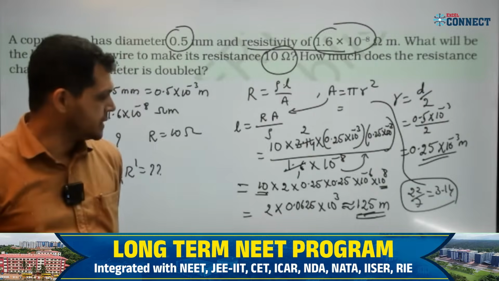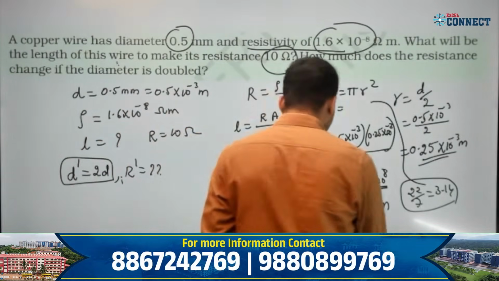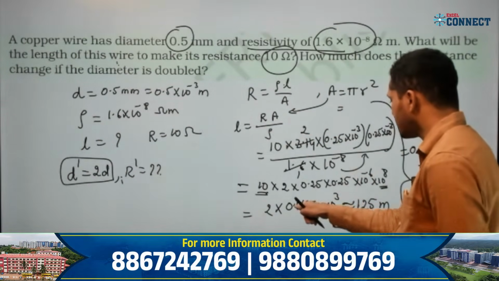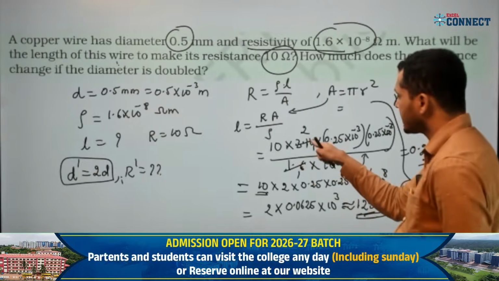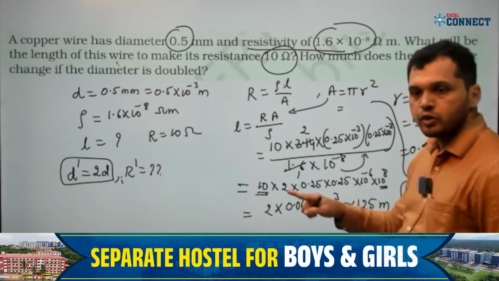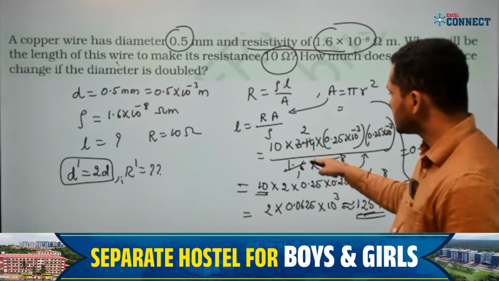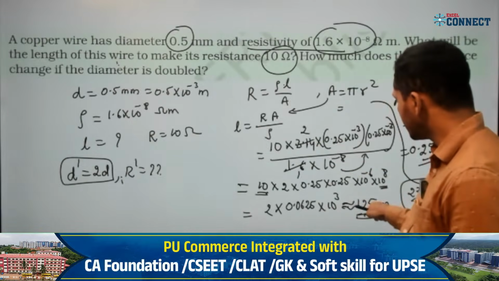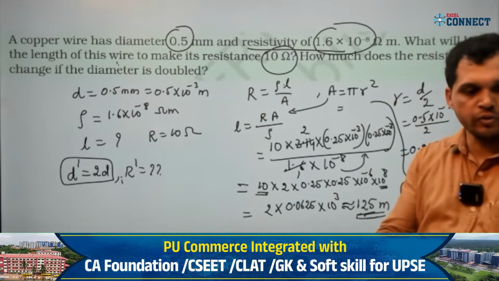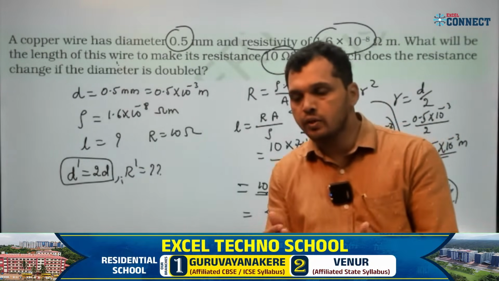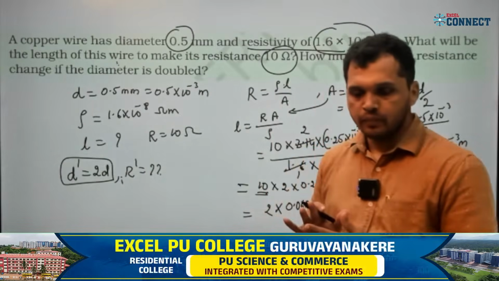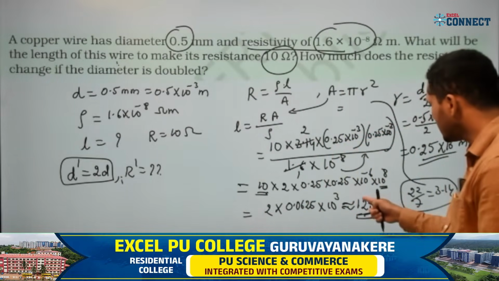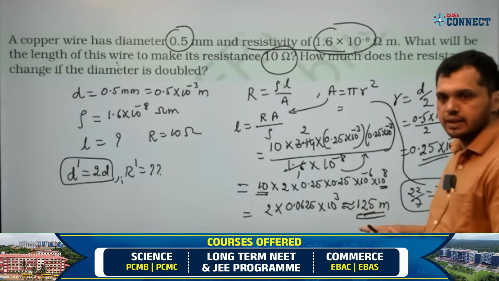Nearly 125 meter, students. This may not be exact, because here I have taken approximations. If you do this calculation in a calculator, there will be a small change in this number 125. Instead of 125, you may get 122 or 123. That is okay, because with approximation we got nearly equal.